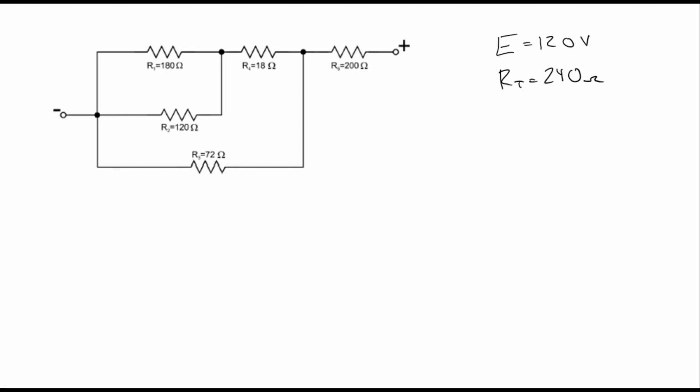So the very first thing I need to know is what my total current actually is. And this comes from a given voltage of 120 volts divided by my 240 ohms. And I get 0.5 amps, or 500 milliamps.